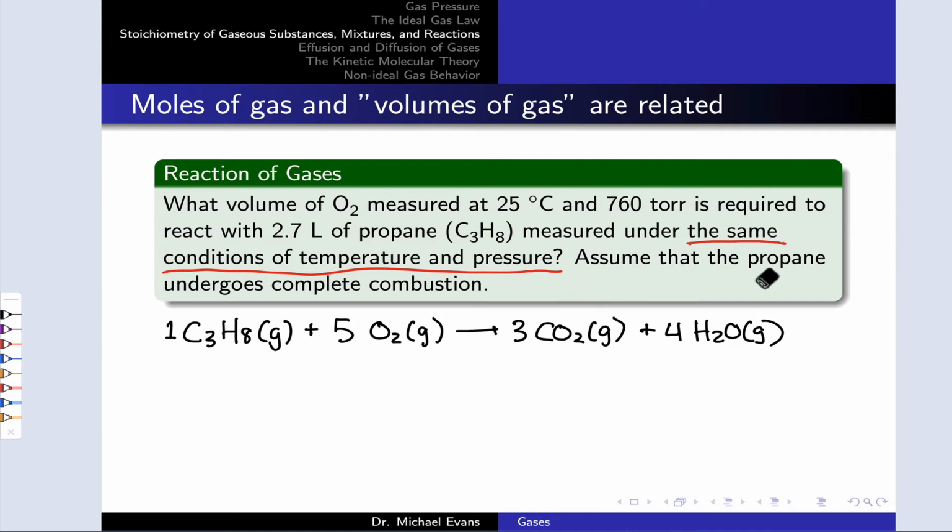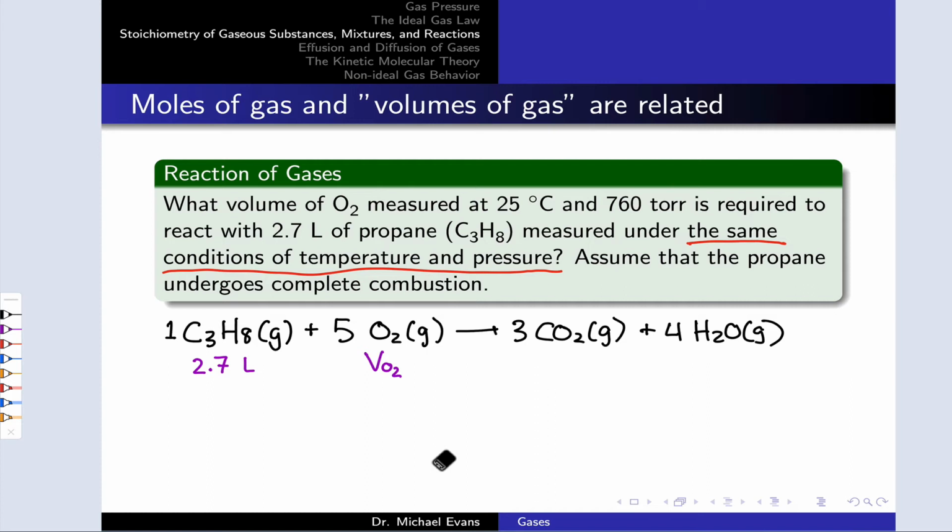We're going to assume that the propane undergoes complete combustion. The reaction goes to completion, and I've gone ahead and written out the balanced chemical equation for this process based on the chemical formulas and the known products, CO2 and H2O, since it's a combustion process. So first of all, let's lay down what we know. 2.7 liters of propane gas, some volume of O2 gas that we don't know. This is what we're trying to find.